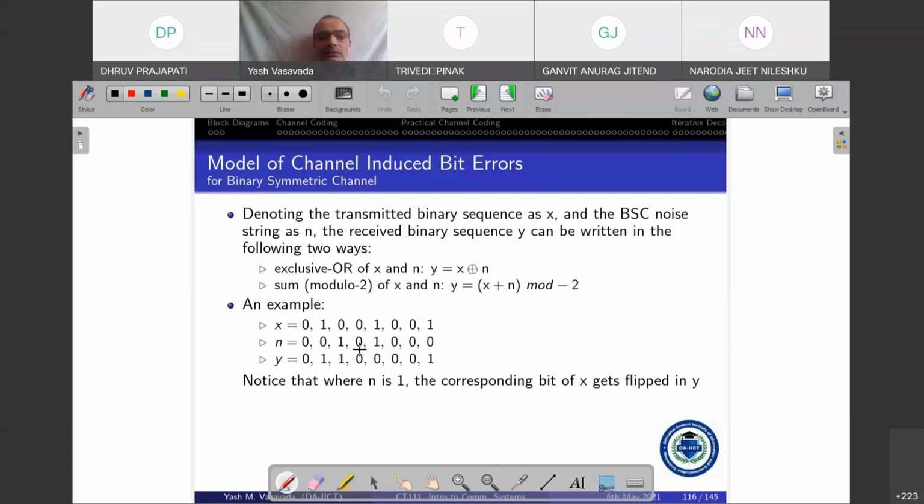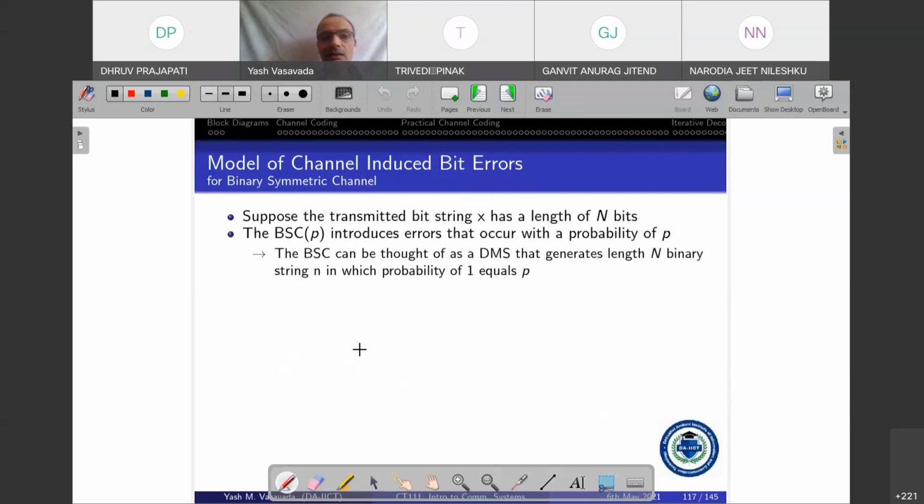But now let us go back to the concept of typical sets that we had studied towards the end of the data compression topic. We want to start thinking of this binary symmetric channel, which is generating this random sequence of zeros and ones, as a binary DMS, which is generating some length capital N bit string in which the probability of 1 equals P.